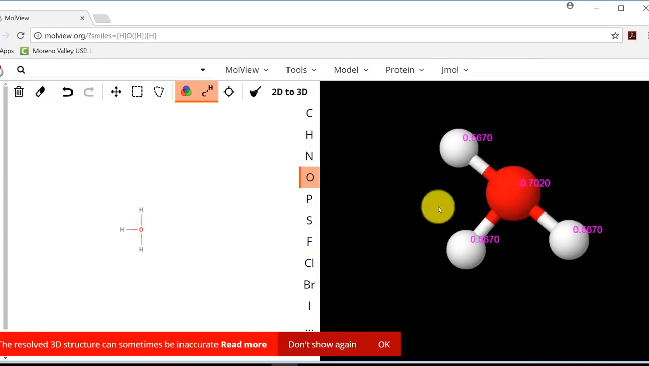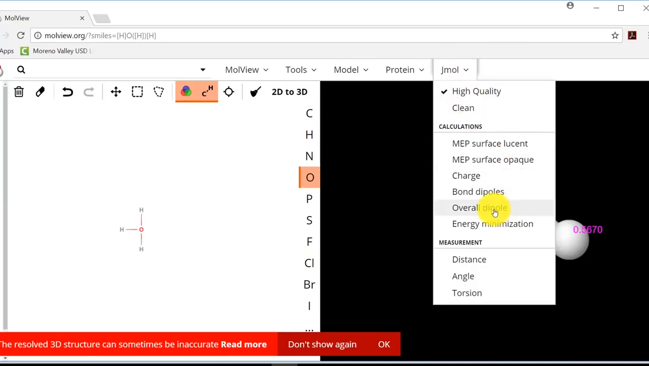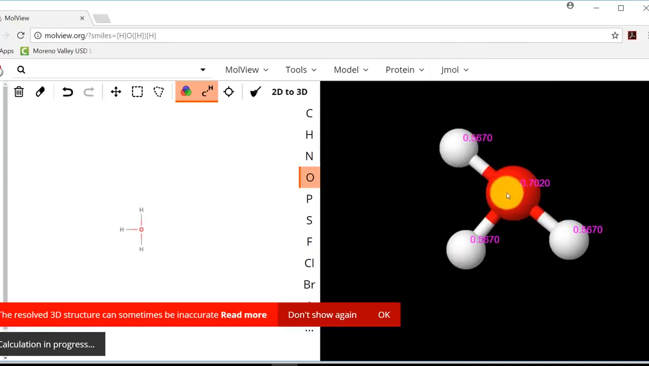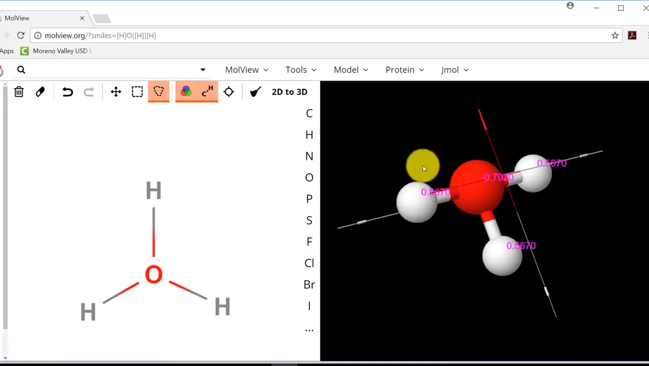We have the negative charge, which we predicted because oxygen is very electronegative. And most importantly, we can actually look at the overall dipole of the molecule. So you can see that it's going toward the oxygen, okay? So let's go back and fill out the information.